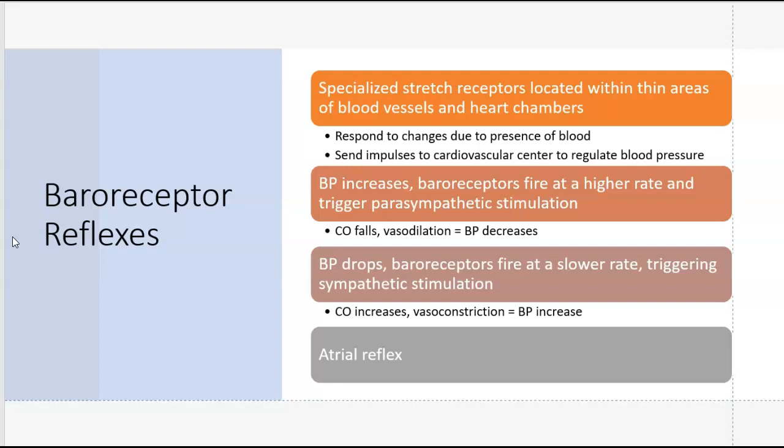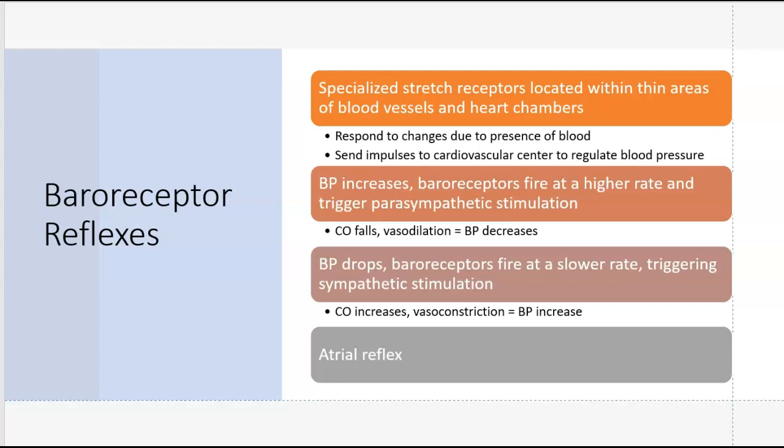If the blood pressure increases, baroreceptors will fire at a higher rate, and then they'll trigger the parasympathetic nervous system to reduce cardiac output and to cause vasodilation so that the arteries get bigger, and this will then bring the blood pressure back down. If the baroreceptors sense a decrease in blood pressure, then they're going to fire at a much slower rate, and that's going to trigger the sympathetic nervous system to get into action. It's going to increase the cardiac output and cause vasoconstriction, and all of those things would then raise the blood pressure back up to where it should be.